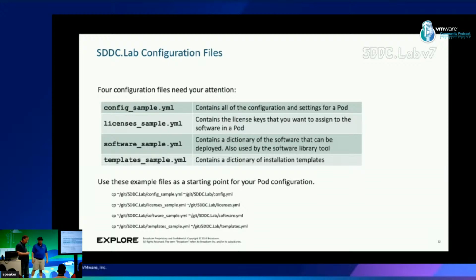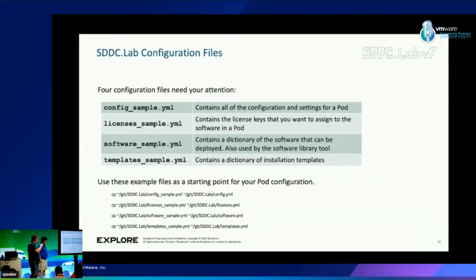Rutger, why don't you go ahead and talk through this? So the project is built on top of a couple of configuration files. These are the ones you should pay attention to. As you can see, we have a couple of example configuration files. These files are a good starting point when you start to deploy your first SDDC Lab pod. Just copy those files to your own. The commands are down there. Just simply copy to your own files and start making modifications to those.